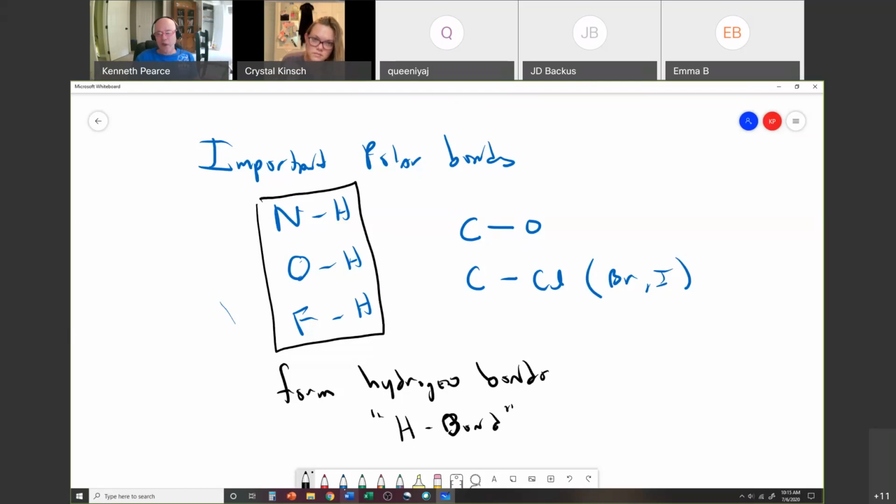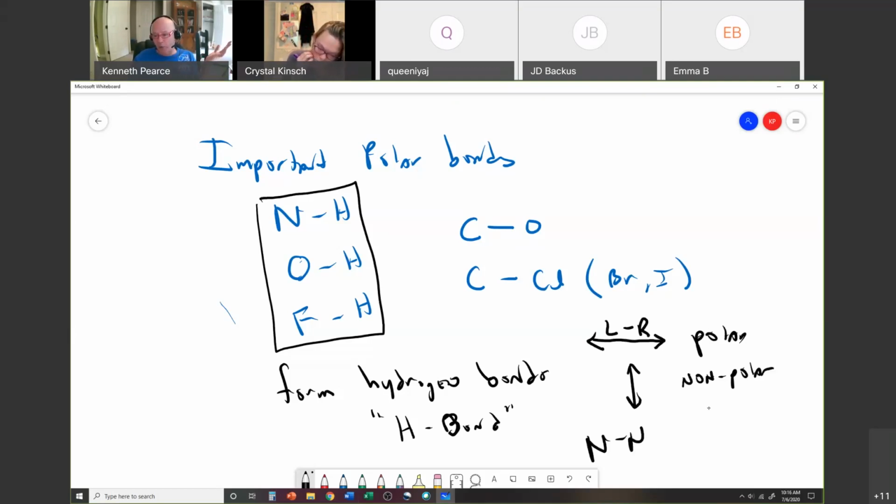Basically, besides memorizing this very short list of important polar bonds, just remember, if it's left to right separated, then it's polar. And if it's top to bottom separated, then it's nonpolar. And of course, if it's the same thing, like N, it's nonpolar. Because that's neither up nor down nor left or right as far as being polar goes. Okay, so here's a very short list.